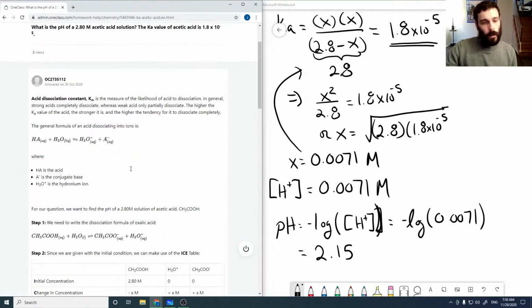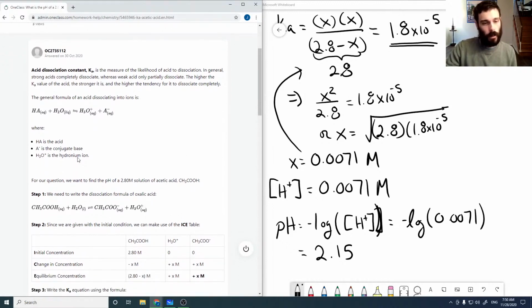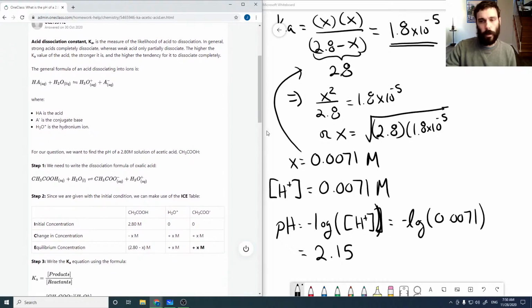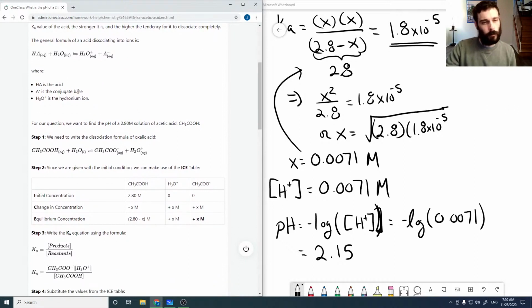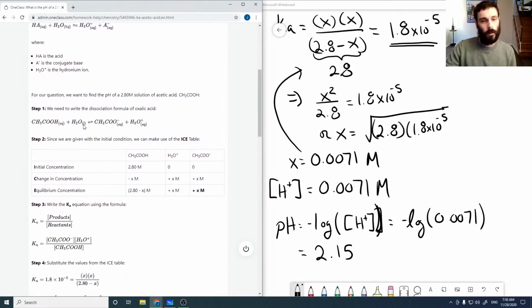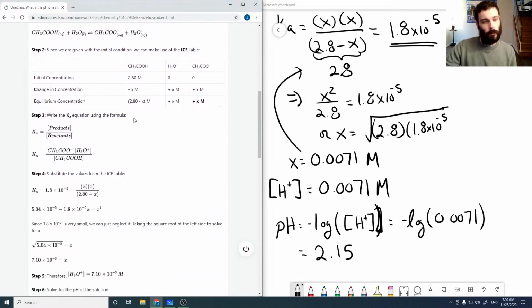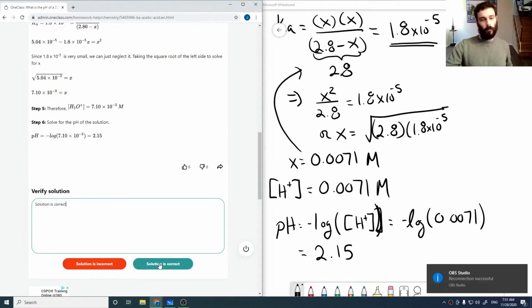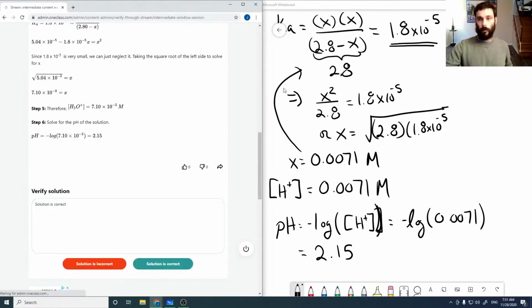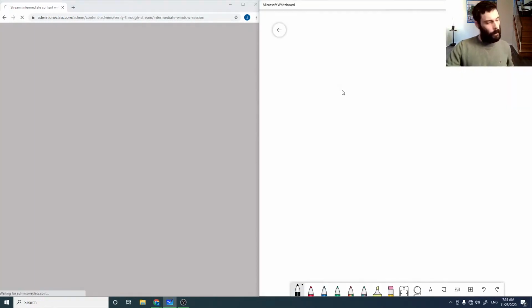Okay, so let's follow this. If we had used H3O plus instead of H plus, it would have changed nothing. Because as you may recall, H2O wouldn't be included in our equilibrium expression. So we could use H3O plus, but that wouldn't matter. And so the solution is correct.